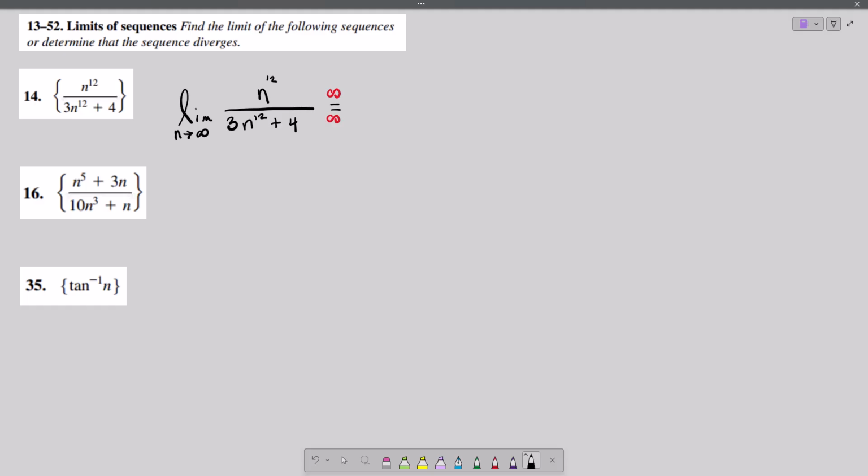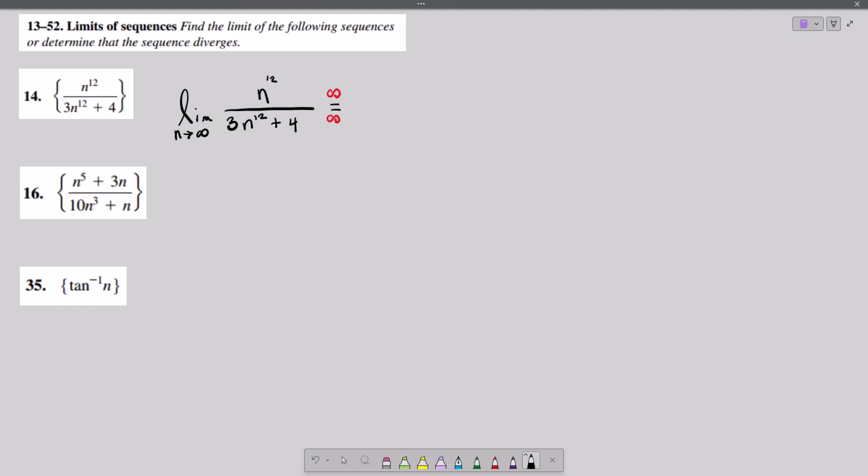So that means something. In Calc 1, you could use L'Hopital's rule. If you have infinity over infinity or 0 over 0, you can take the derivative of the numerator, derivative of the denominator, and then reevaluate the limits. That would be a pain in the neck here, because we would have to take how many derivatives to get down to a limit that we could evaluate.